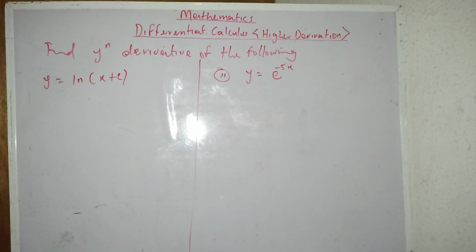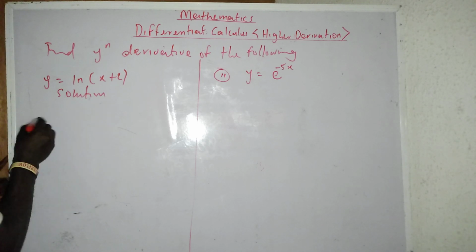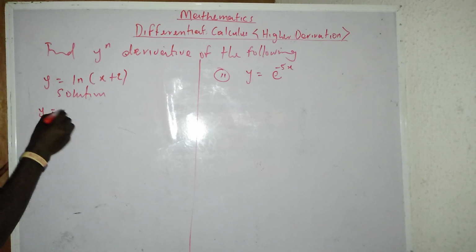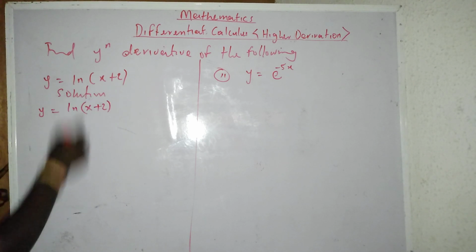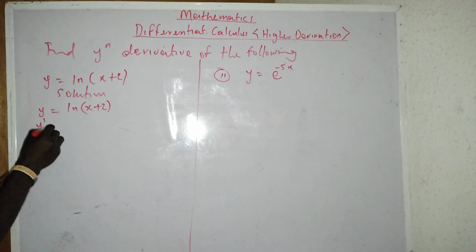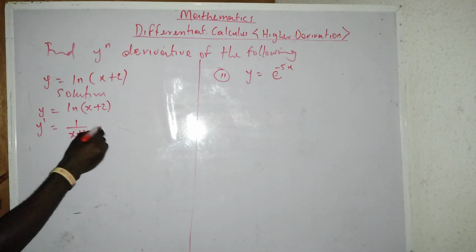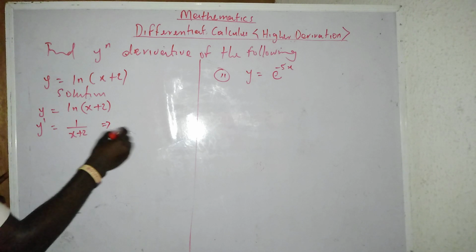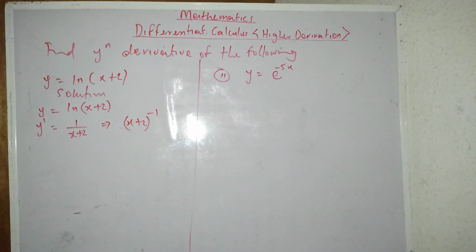Now, this is a logarithm, and this is an exponential. The first one is solution number 1. If I differentiate y equals ln x plus 2, y prime of this will be what? 1 all over x plus 2, which is also the same thing as x plus 2 bracket of minus 1.